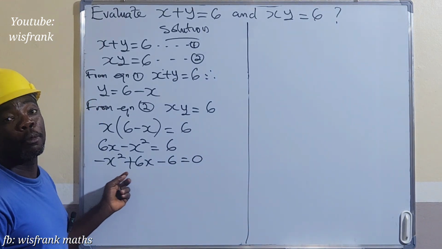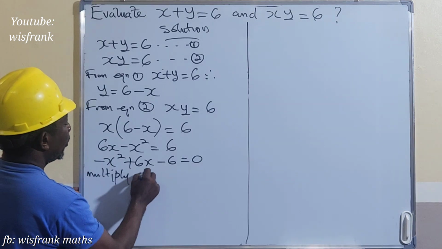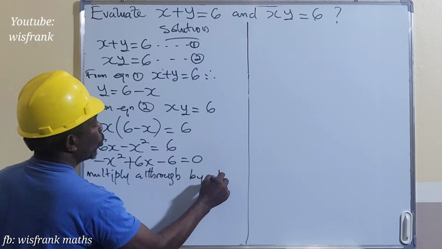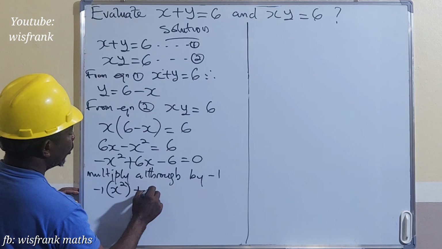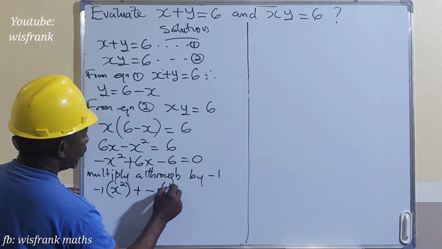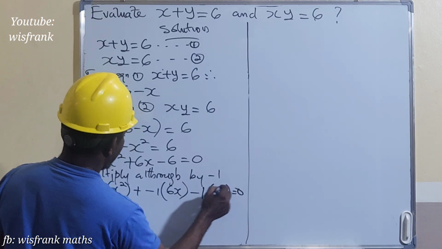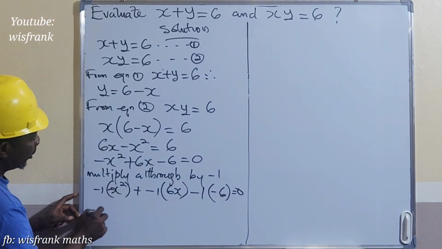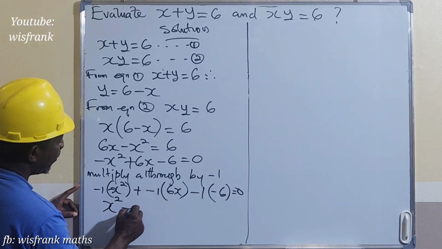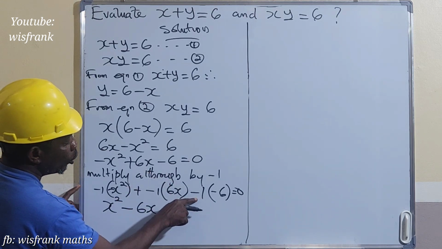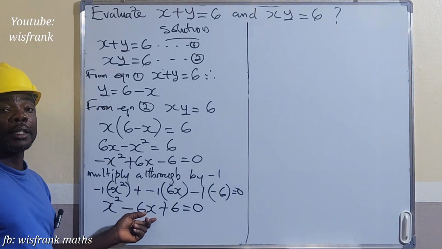We have a negative sign here. We can multiply all through by minus 1. So this will become minus 1 into x to the power of 2, plus minus 1 into 6x, then minus 1 into minus 6 equals 0. In this case, minus 1 times minus x squared gives x to the power of 2. This will become minus 6x. Then minus 1 times minus 6 will give us plus 6 equals 0. So we have a quadratic equation here.